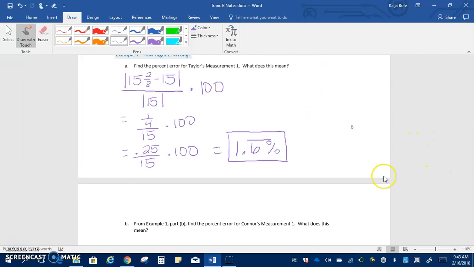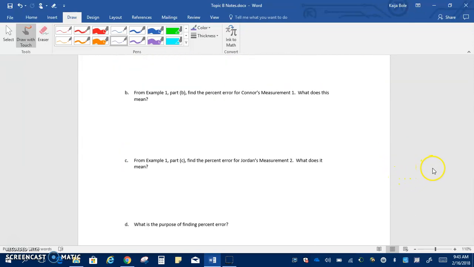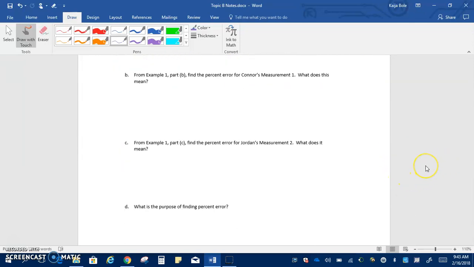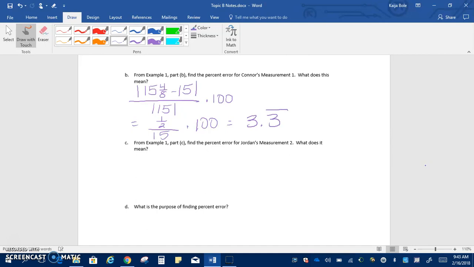If you flip over to the next page, it says find the percent error for Connor's measurement. So now we're going to take the absolute value of 15 and 4/8 minus 15 over the absolute value of 15 and then times 100. So I have 1/2 over 15 times 100, and when you do that in the calculator, you get 3.3 repeating percent. So that is his percent error.